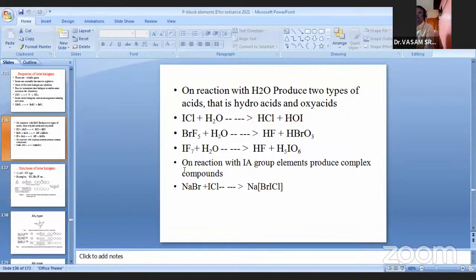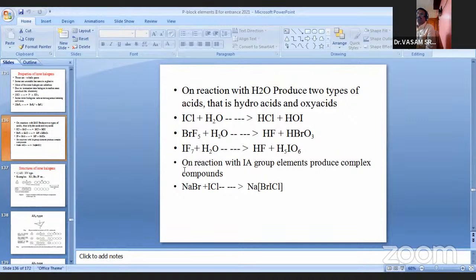Everyone, compulsorily note this on paper. One is a hydroacid and the second is an oxy acid. I told you in the first class that acids are of 2 types: hydroacids and oxy acids. A hydroacid has hydrogen and no oxygen. An oxy acid has hydrogen and oxygen combined. So acids are basically of 2 types: organic acids and inorganic acids. The inorganic acids again are of 2 types: hydroacids and oxy acids. This is the classification of acids.